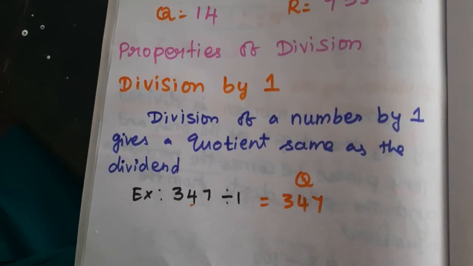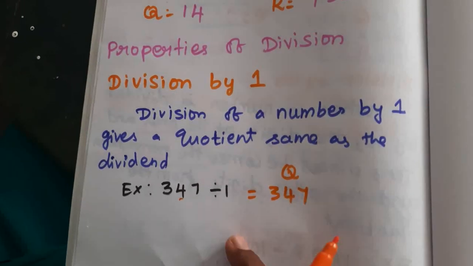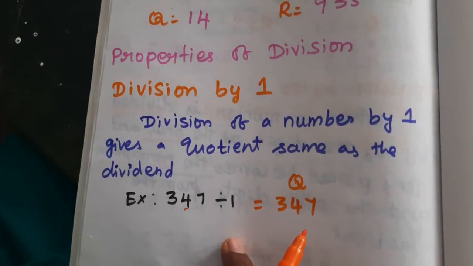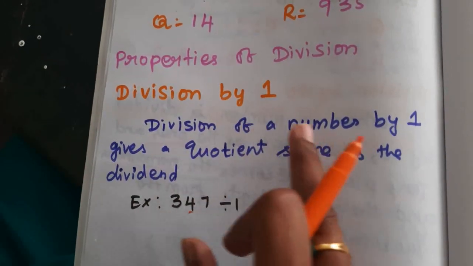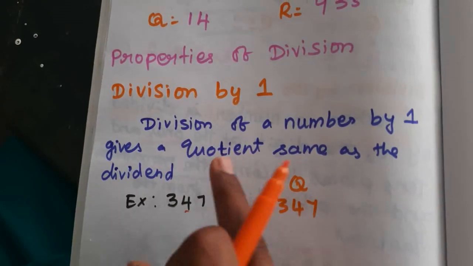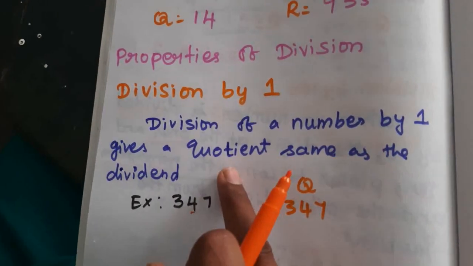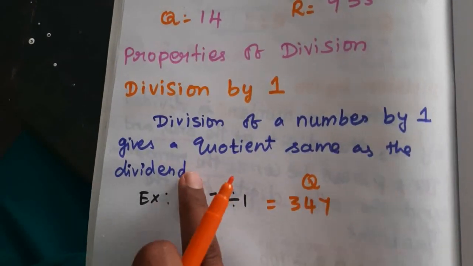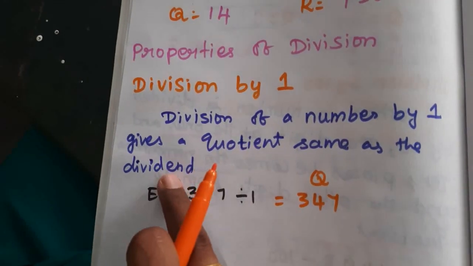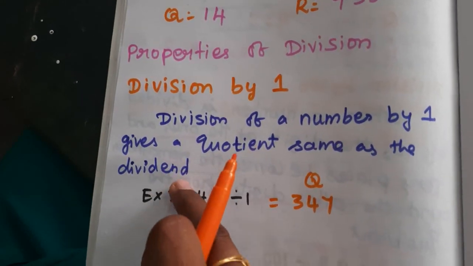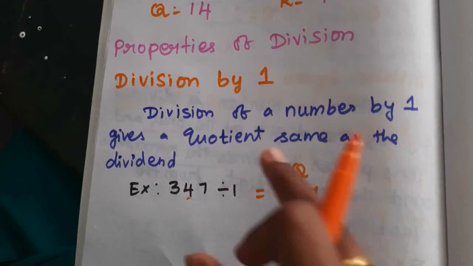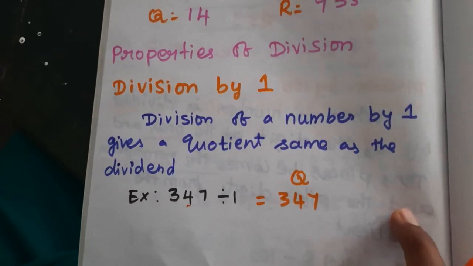That is the property of division. This is the first property in the properties of division. Division by 1: any number divided by 1, the quotient is the same as the dividend. Whatever numbers are given in the dividend, we have to write them in the quotient.